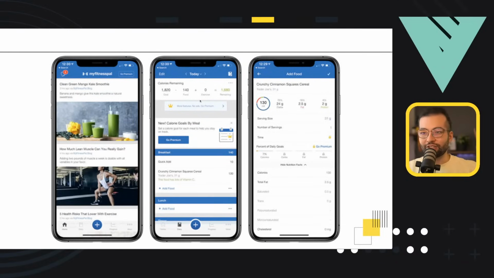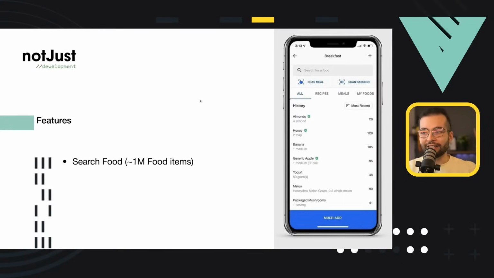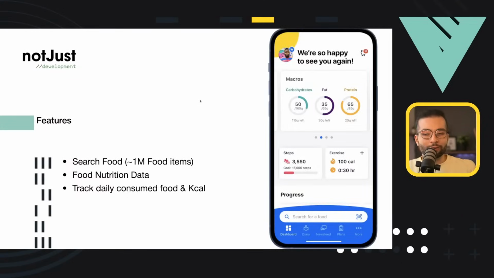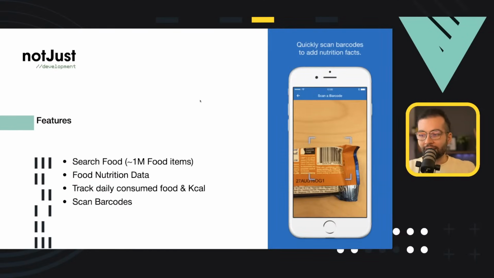So our application is going to allow us to search food items. It will display food and nutrition data. It will allow us to track the daily consumed food and the kilocalories. And at the end, we're also going to implement a barcode scanner to easily add and track the food.